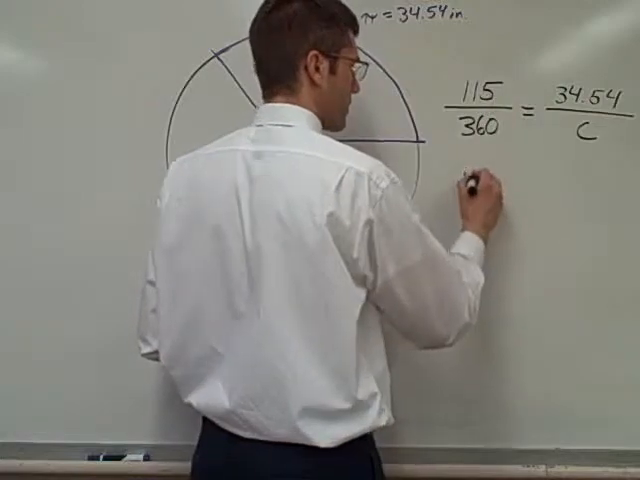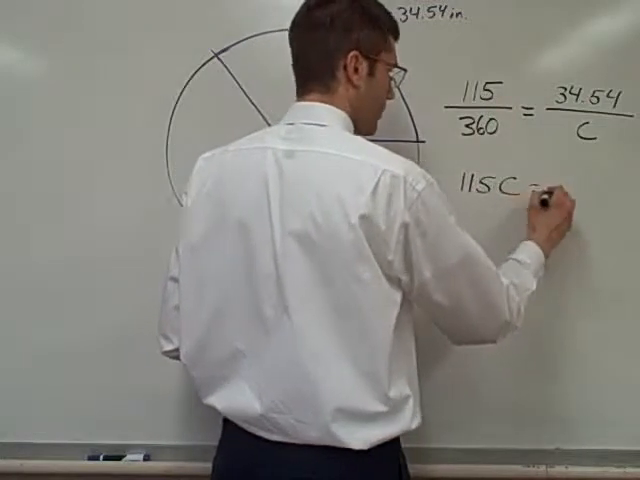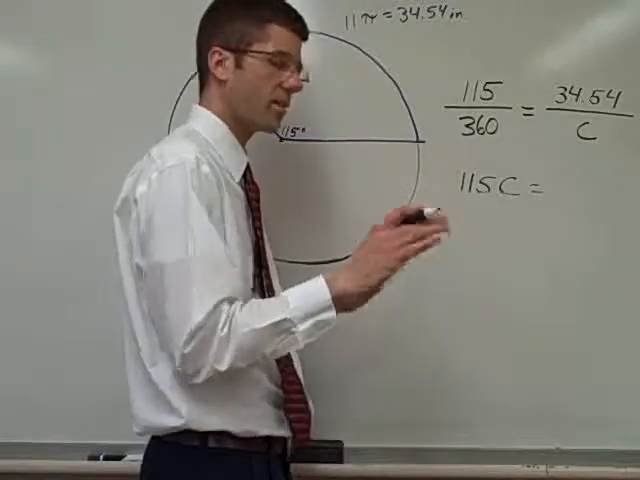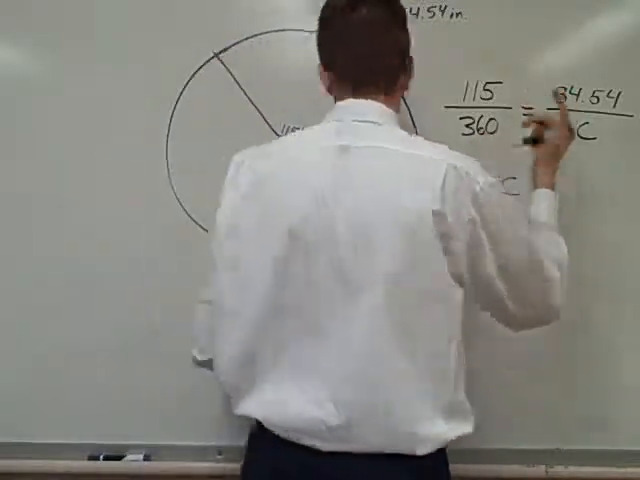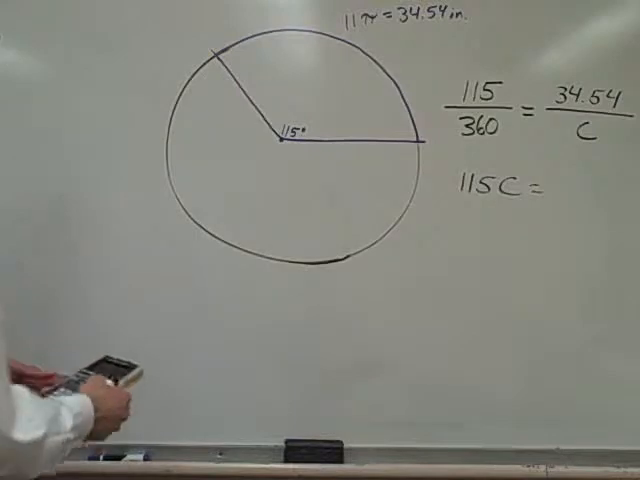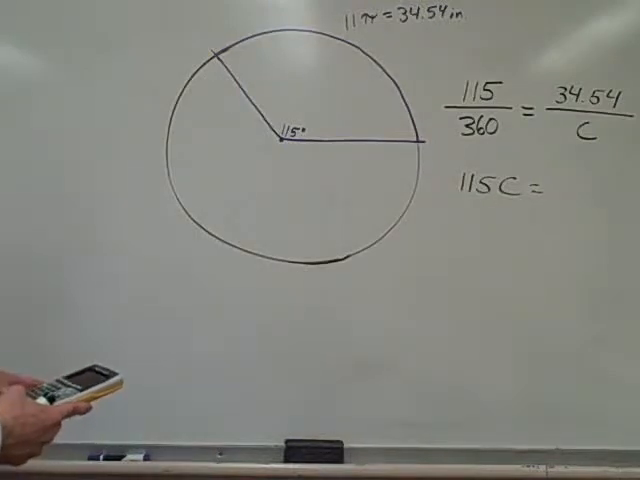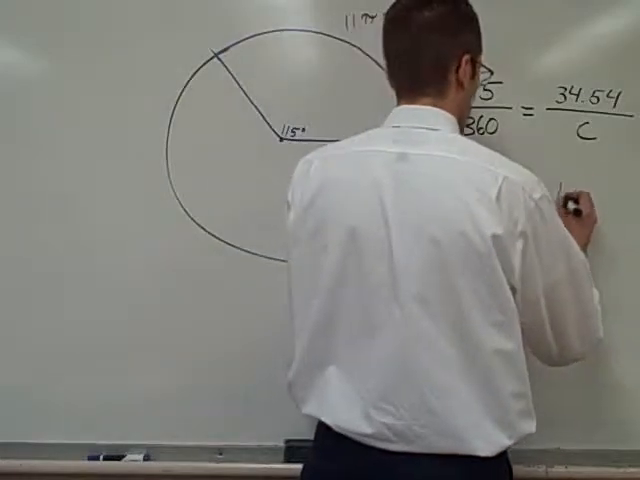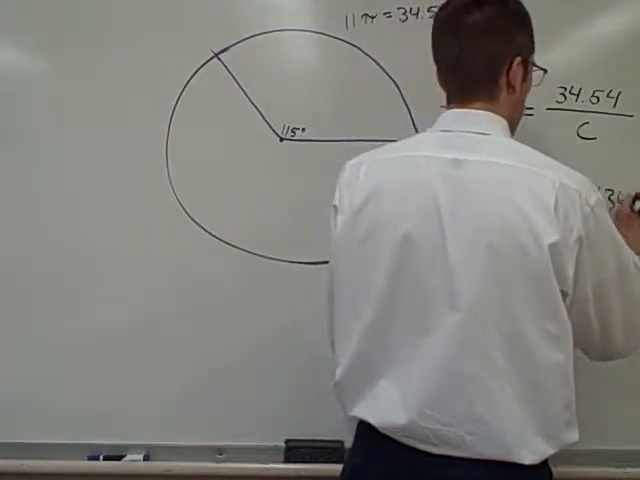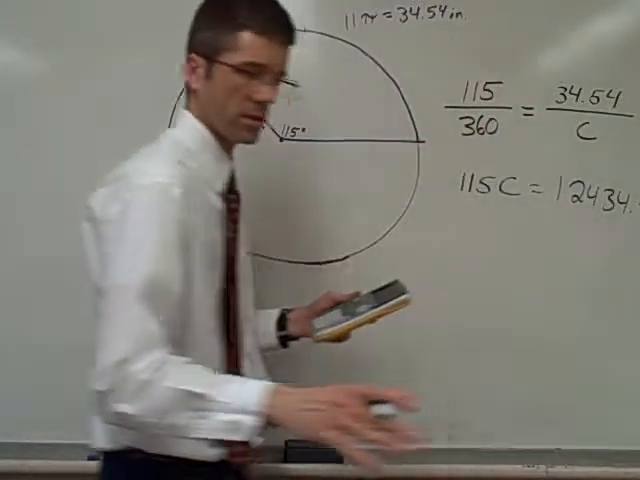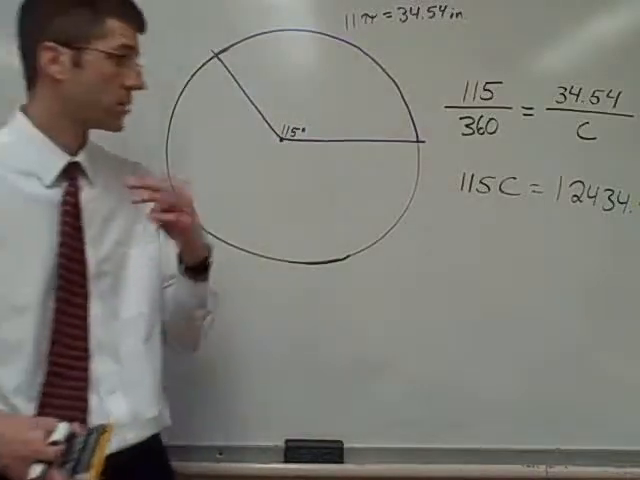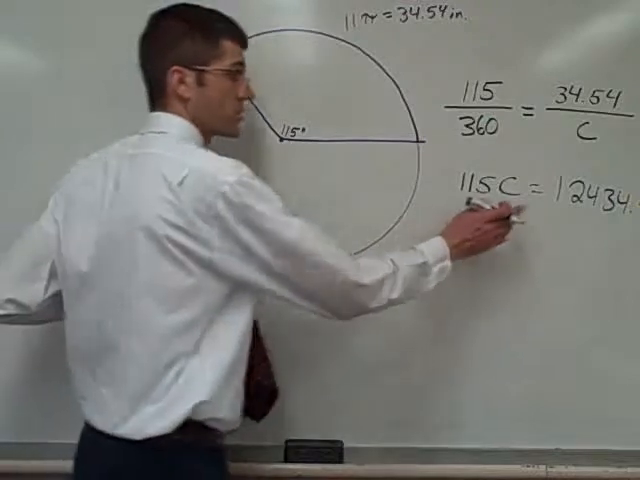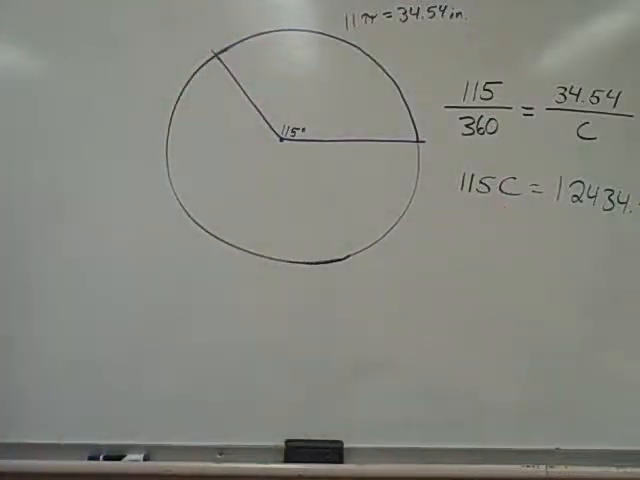115 times C equals, and they try to make fractions out of it and all kinds of crazy stuff. They equal each other. 360 times that would be, I don't know, 360 times 34.54. That's a crazy decimal. 12,434.4. Okay, I'm not going to finish this problem. I'm going to let you finish this problem and you can do your own. But I would like to think that it's pretty obvious at this point that you'll simply divide by 115. There you go.